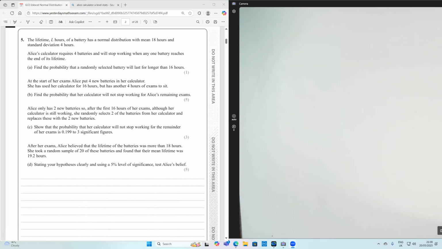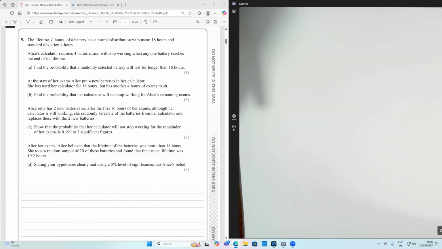Hello, everyone. Let's have a look at this question on the normal distribution. It says the lifetime L hours of a battery has a normal distribution with a mean of 18 hours and a standard deviation of 4 hours. Alice's calculator requires 4 batteries and will stop working when any one of the batteries reaches the end of its lifetime. Find the probability that a randomly selected battery will last longer than 16 hours.